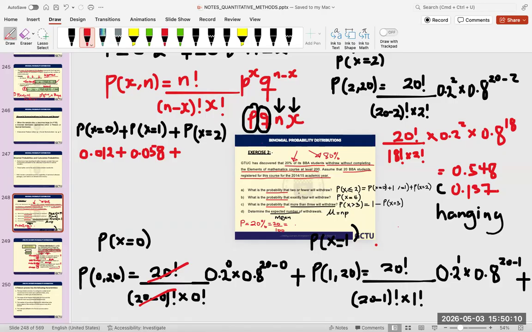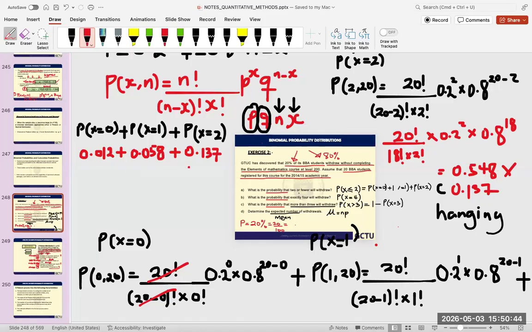Yes, I think your answer is correct. 0.137. The first one is wrong. The second one is correct. 0.137. So please, I want the class, those who can use the calculator, to see Vivian. It was Vivian who gave me the answer. Vivian will show you how to use the calculator.